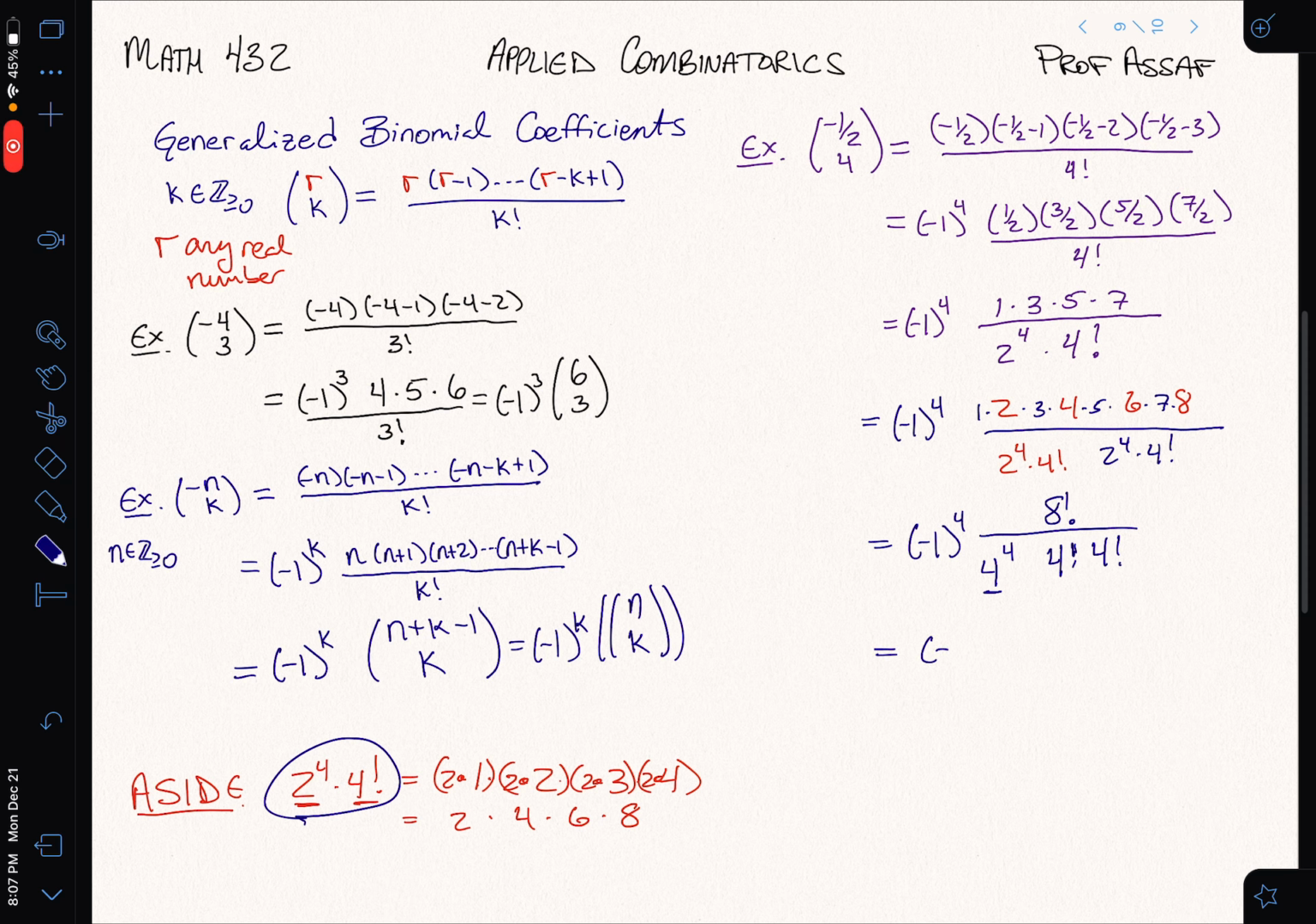So what do I have? I have -1 to the 4, and then I have 8 choose 4. And I have a fraction here, which is 1 over 4 to the 4. So if you can figure out which of these is n and which of these is k, then you'll be able to figure out what is -1/2 choose n, and get a nice formula for that that's of this flavor.